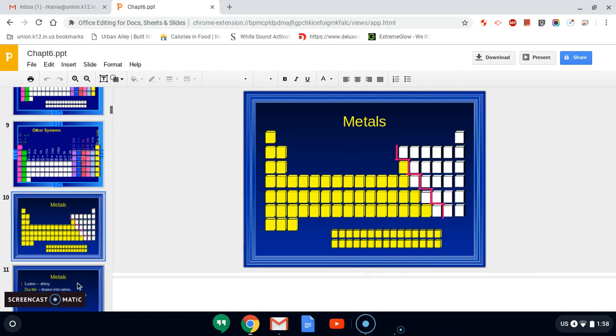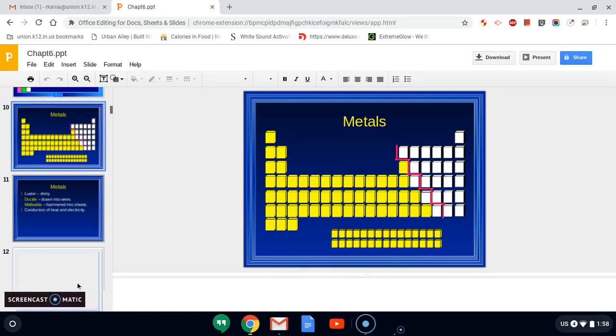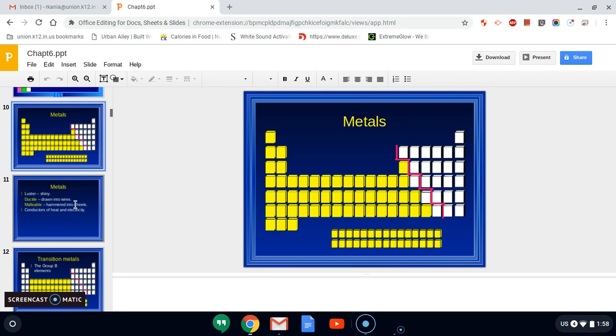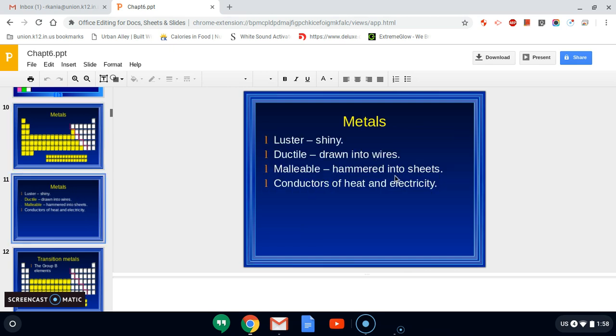So what makes a metal a metal? If you look at what makes a metal, it's pretty easy to understand. Metals have specific properties, and you know this. You are pretty smart. Metals are shiny, so they have luster. They can be drawn into wires like copper wire, so they're ductile. They can be hammered into sheets, and they're good conductors of electricity and heat. But what they also like to do, and you can add this in, is give up their electrons. They like to form those cations that we talked about before.